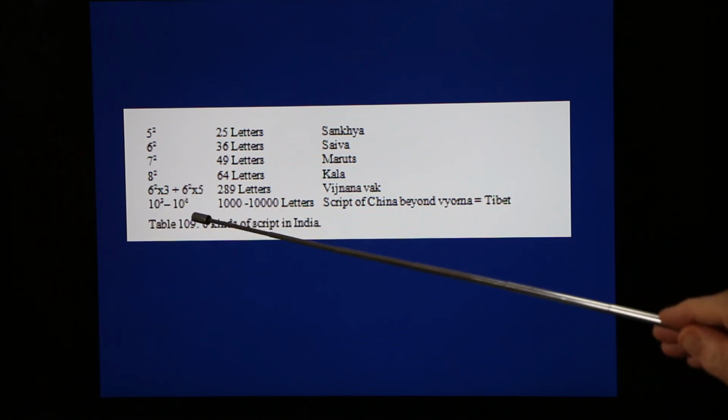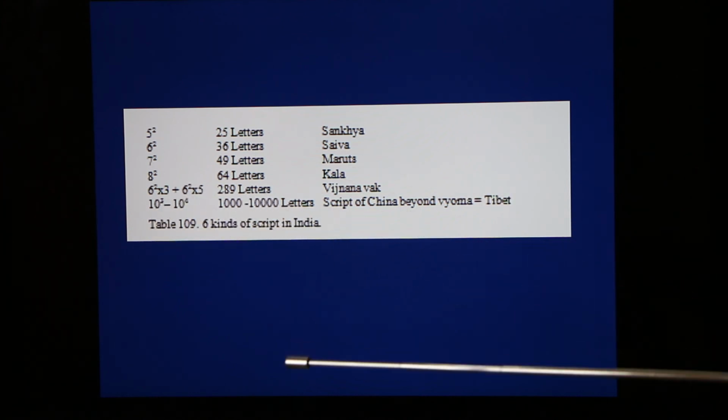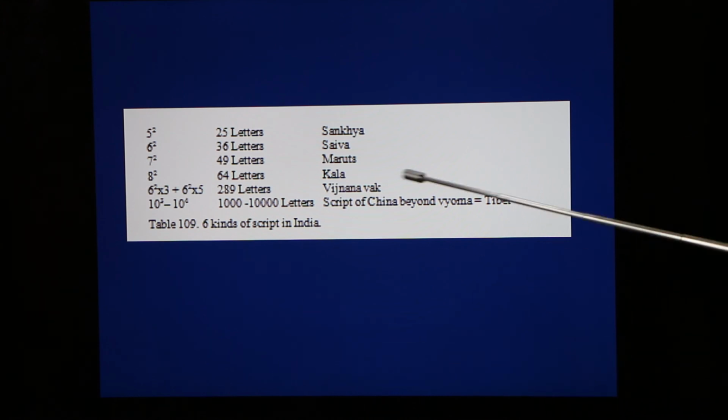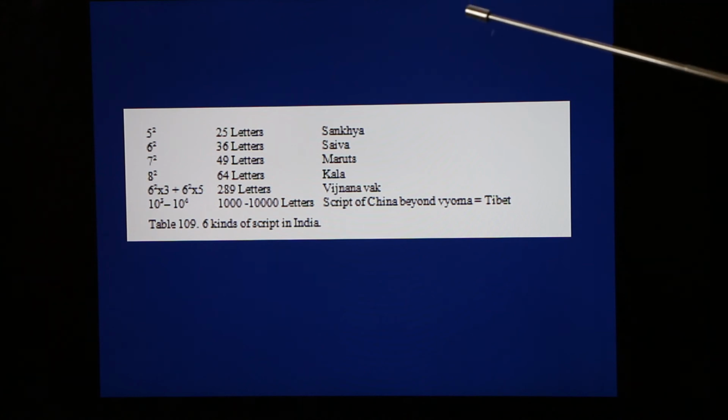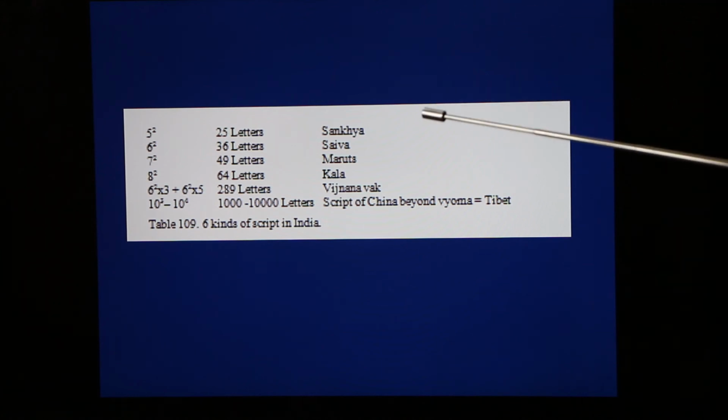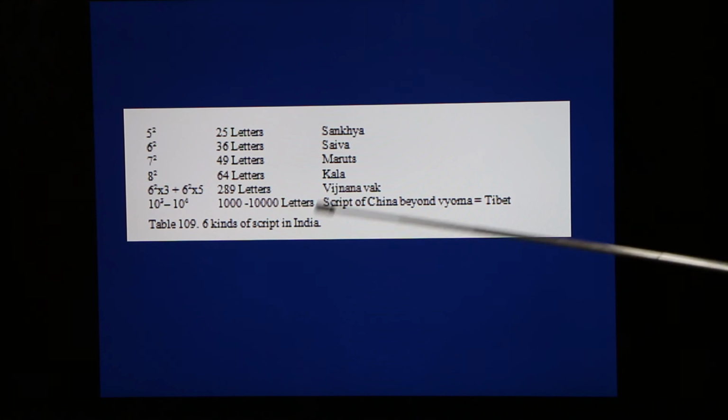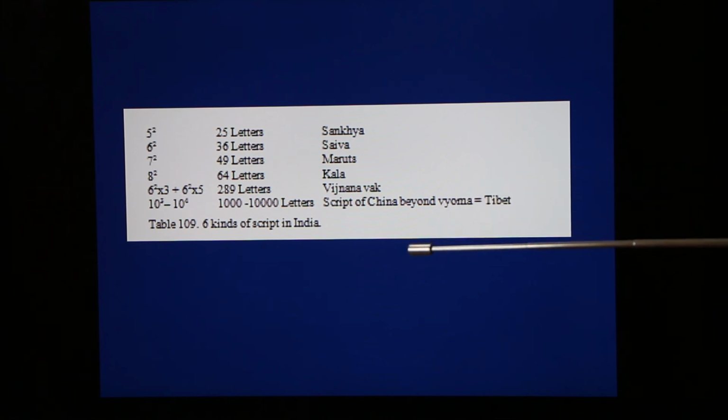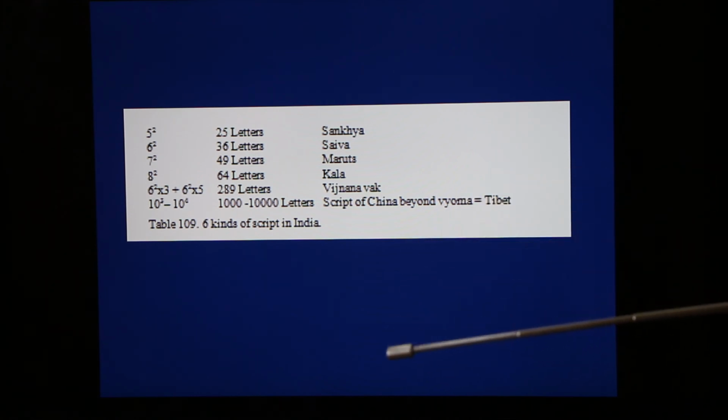And then 6 times 3 plus 6 times 5 gives me 289 letters, which gives me the Vijnana Vak. And then between 10 to the 3rd and 10 to the 4th, so between 1,000 and 10,000 letters, well, that's the script of China beyond Vyoma, which is their word, which is a Sanskrit word for Tibet.